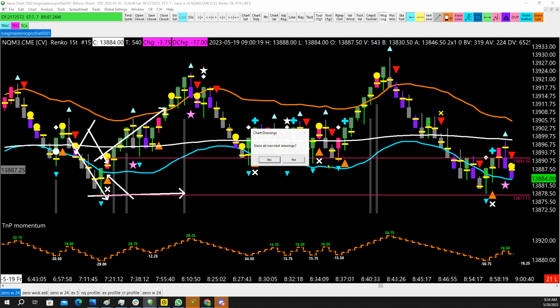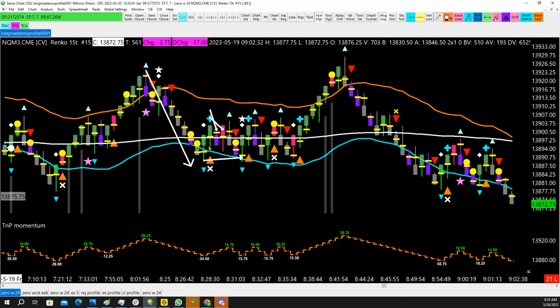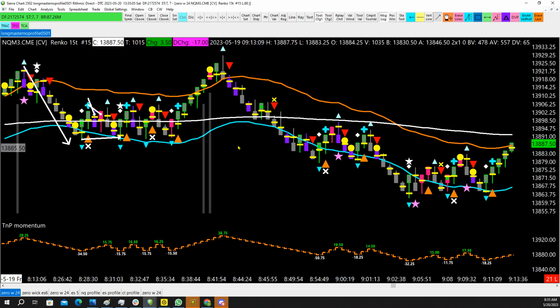So we'll erase the lines. Purple bar, pink bar, right? But then I want the triangle up without breaking the low, and we broke the low over here. So this is right at the open. We'll just not worry about it. It's super choppy at that point.